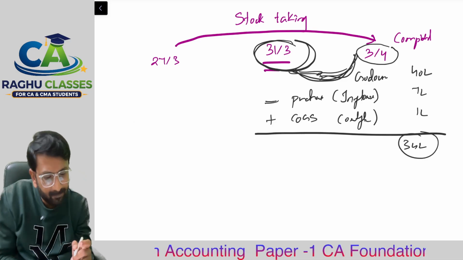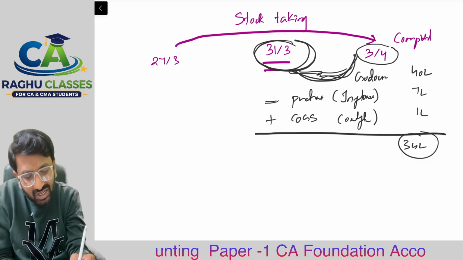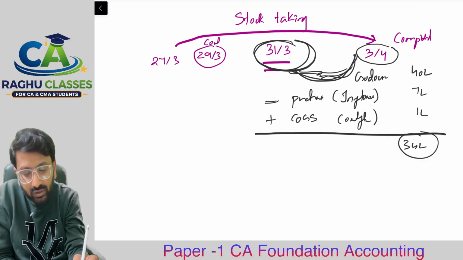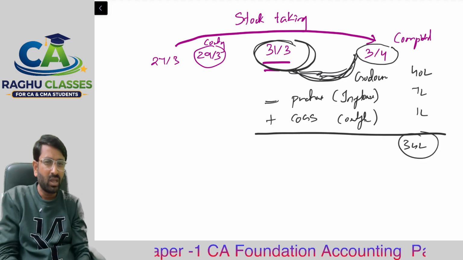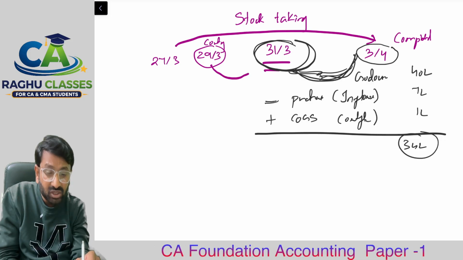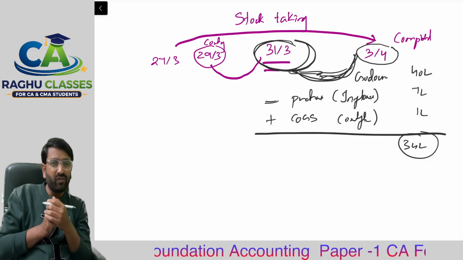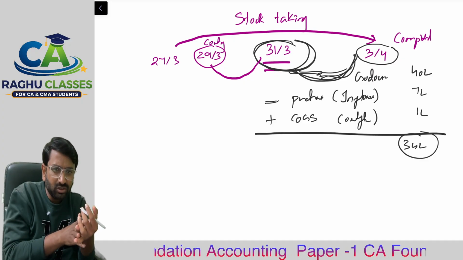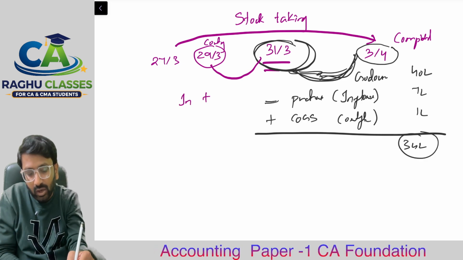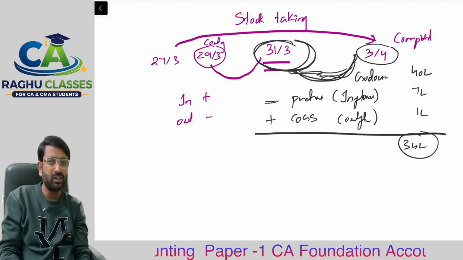Same way, let's say in this question only, on 29th March itself, the counting is over. The stock taking is completed. Now from 29th March, I want to find out the 31st March value. Now I have to do forward calculation. If I'm doing forward calculation, the calculation would be opposite. Any inflows I would add, any outflows I'm going to minus, and find out the closing stock value as on the balance sheet date.